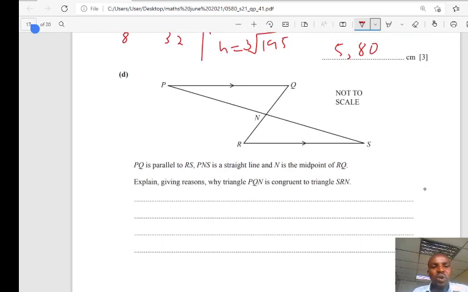Then next, PQ is parallel to RS, as shown. PNS is a straight line, and N is the midpoint of RQ. N is the midpoint, so it means this side is supposed to be equal to this side, and also this side is equal to this side.